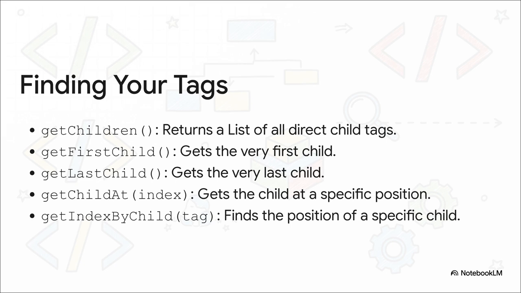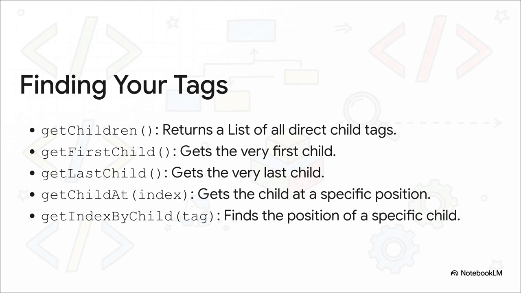Need to grab just the first one? getFirstChild. The last one? getLastChild. Or maybe you need the third one specifically. getChildAt is your friend. And it works the other way too. If you have an element, you can ask, hey, where are you in the list, with getIndexByChild? This stuff is absolutely crucial for making interactive UIs where you have to know what's what and what's where at all times.